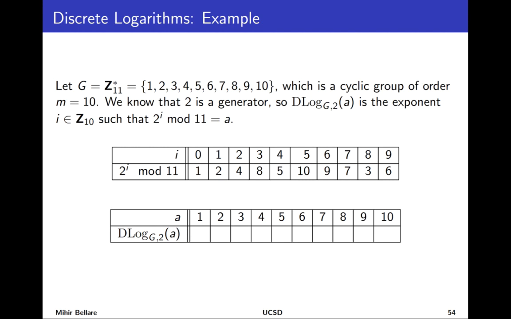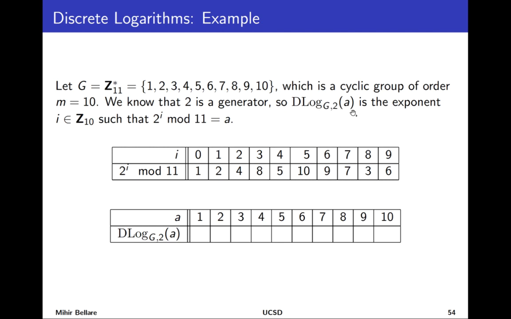Let's look at an example of discrete log computations. So we'll go back to our example of integers mod 11. The set is the numbers 1 through 10. And now we know it's a cyclic group. It has order 10, and we know that 2 is a generator. So the discrete log base 2 of anything in the group is now well defined.